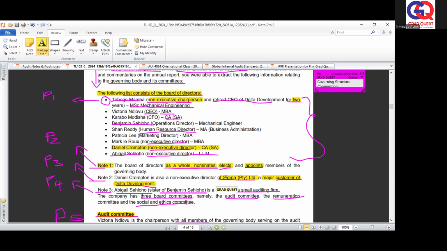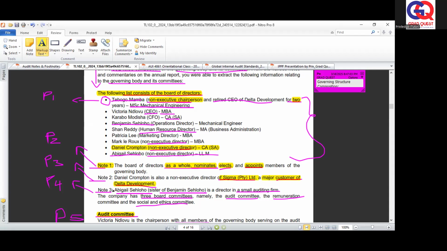Does it make sense? Yes. He's not independent because he's a related party to one of the major customers of Delta Development. So you need to point out something about that. Hence, I pinpointed this as a problem area as well.